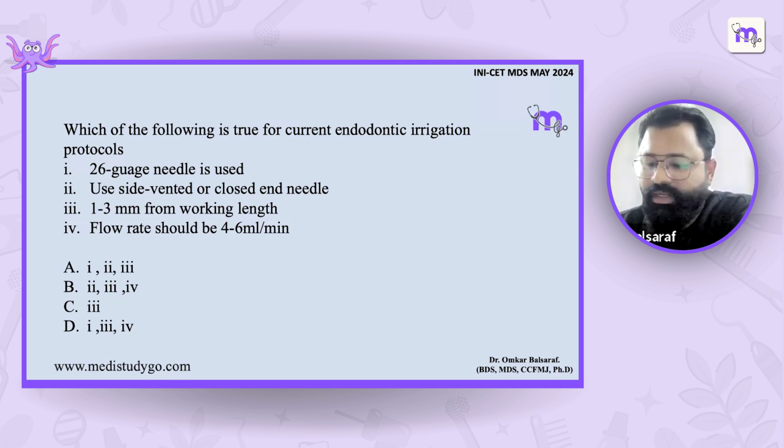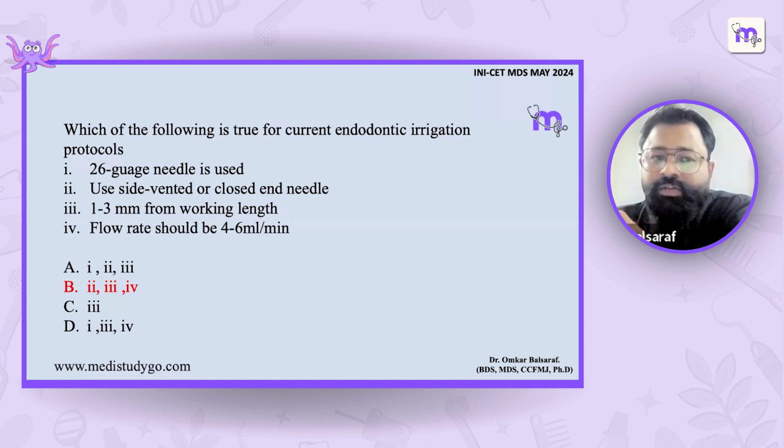Okay, we move to the answer now. So the answer is B, that is 2, 3, and 4 are right. Using side vented or closed end needles is right, because if you're using a side vented or a closed end needle, your irrigant doesn't go directly towards the periapical area, nor does it go beyond the apical foramen.